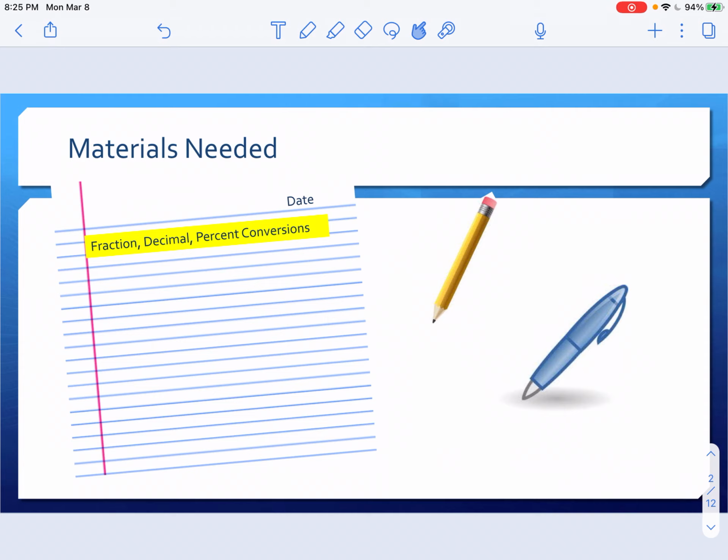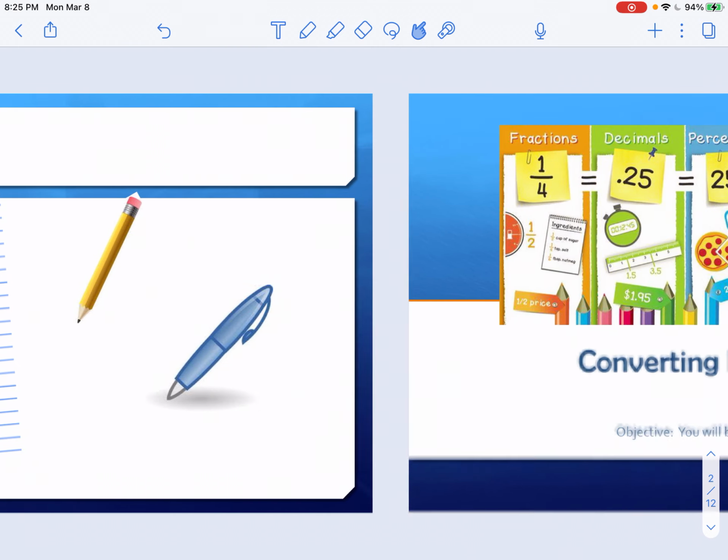Today we're going to be really exploring how to convert between fractions, decimals, and percentages. Before we begin today's class, please make sure you have the following materials: a pencil, a pen for corrections, a loose leaf piece of paper with our title on top, or a copy of today's notes if you're able to print it. Alright, let's get started.